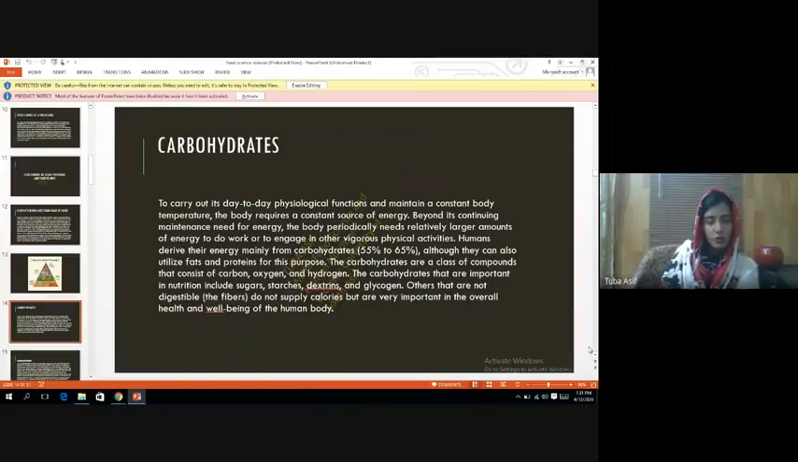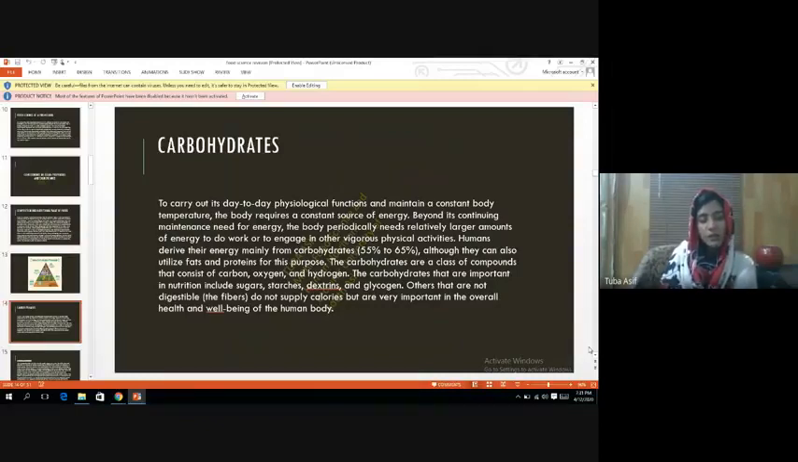There could be small quantities of other elements like sulfur and other minute minerals. The prime function of carbohydrates is to provide energy to our body, and that energy is utilized in the daily functioning of life, whether voluntary or involuntary actions. Carbohydrates are the prime source of energy. So, to carry out its day to day physiological functions and maintain a constant body temperature, the body requires a constant source of energy. Beyond its continuing maintenance need for energy, the body periodically needs relatively larger amounts of energy to do work or to engage in other vigorous physical activities.